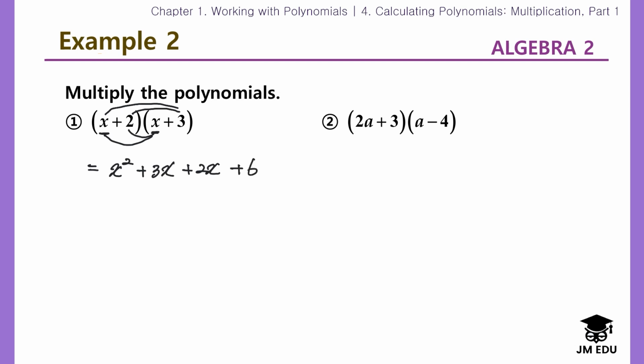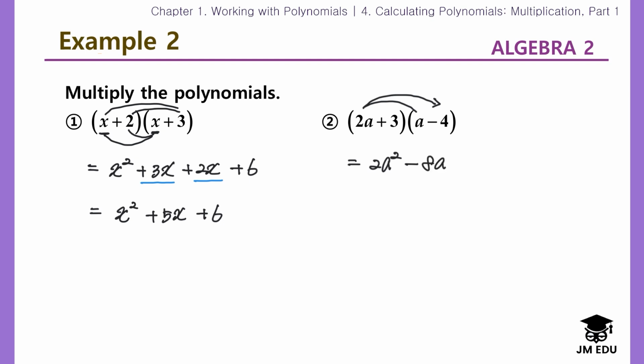Right? So that's going to be equal to x squared. Here we have like terms, plus 3x plus 2x. That's plus 5x plus 6, right? Number 2, first, the product of the first two terms. 2a times a, that's 2a squared. Outer, the product of the outside two terms. 2a times minus 4, that's minus 8a.